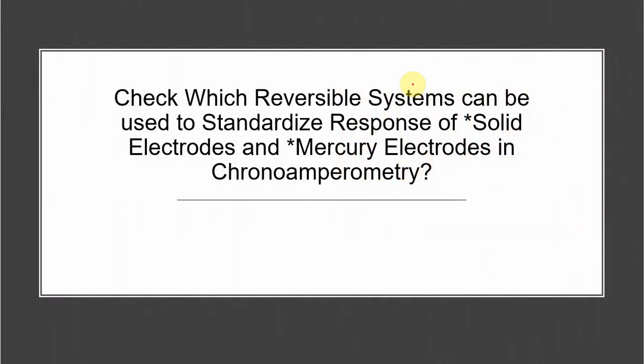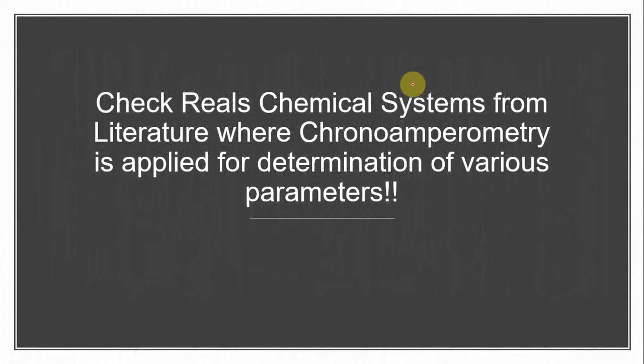So what you need to do is to check which reversible system can be used to standardize the response of solid electrodes and mercury electrodes in chronoamperometry, especially the ones which are recently used. And then you need to check a real chemical system from literature where chronoamperometry is applied. This is additional. Chronoamperometry is applied for determination of various parameters.